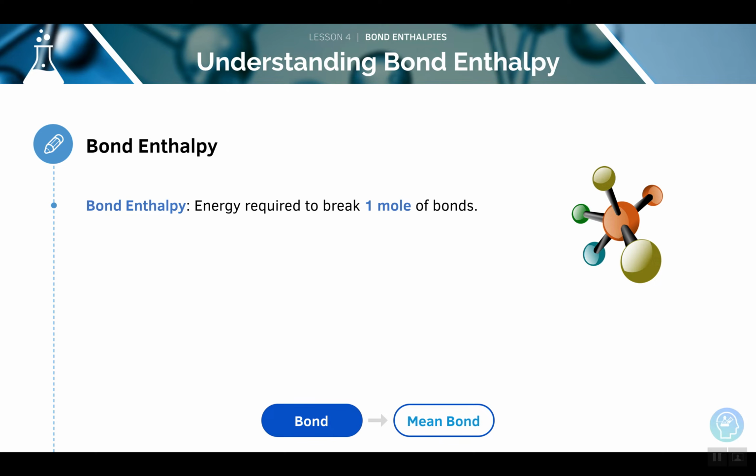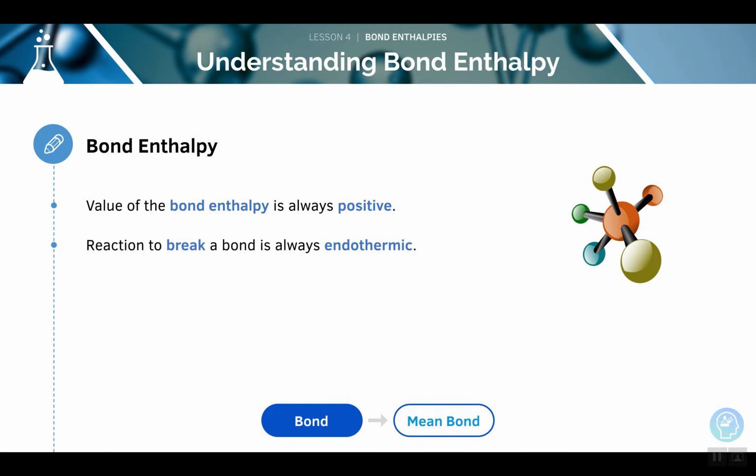The bond enthalpy is the energy required to break 1 mole of bonds. As energy is required to break bonds, the value of bond enthalpy is always positive. And the reaction to break a bond is always going to be endothermic. The value of the bond enthalpy is also equal to the energy required to form 1 mole of bonds.